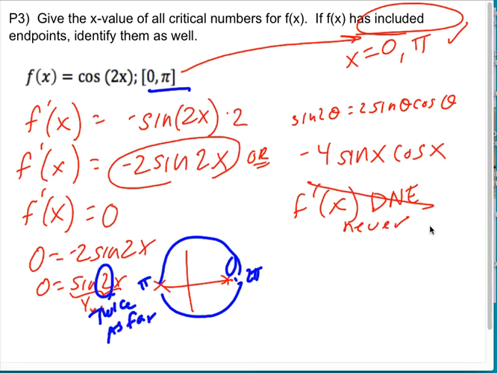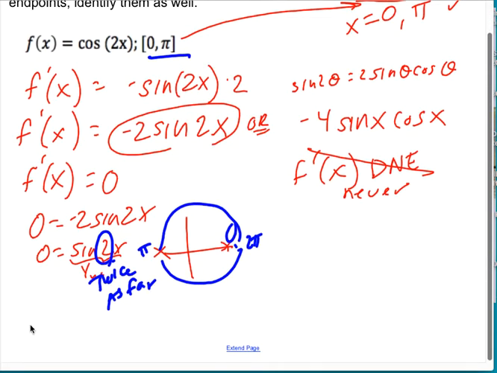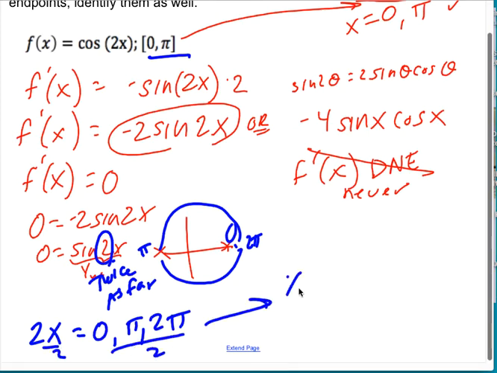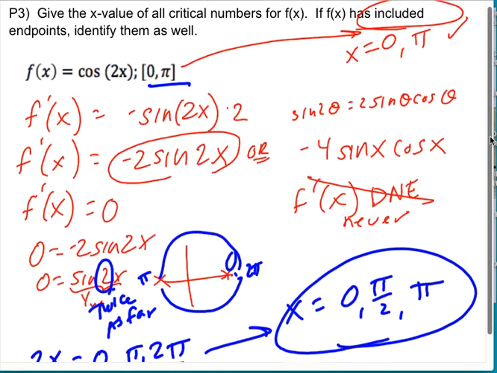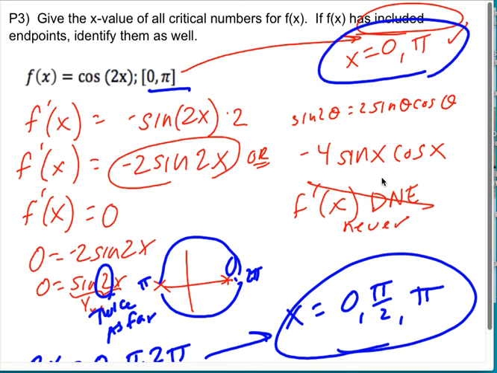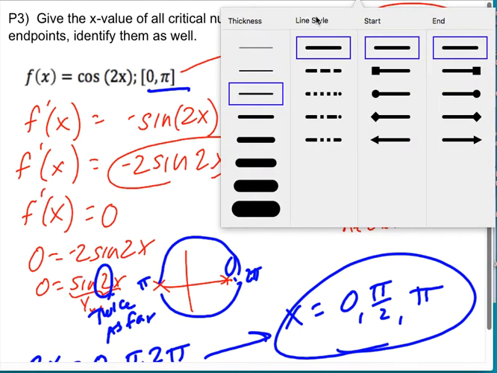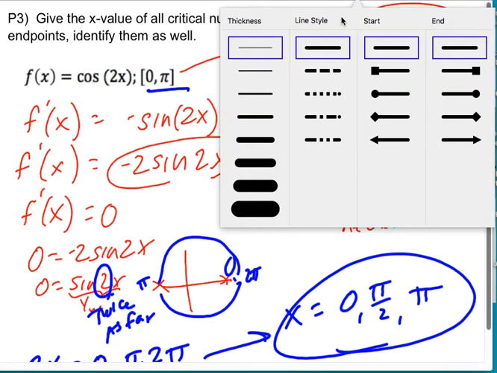And the reason I'm doing that is because when I solve, I'm not saying that x equals 0 and pi. I'm saying 2x equals 0 and pi and 2 pi. I went twice as far around. So when I divide everybody by 2, I'm going to get that my answers are x equals 0, pi over 2, and pi, all of which fall in the interval. So those are my critical numbers. 2 of them already happened up here because they were endpoints, right? Cool. Moving on to the next one.